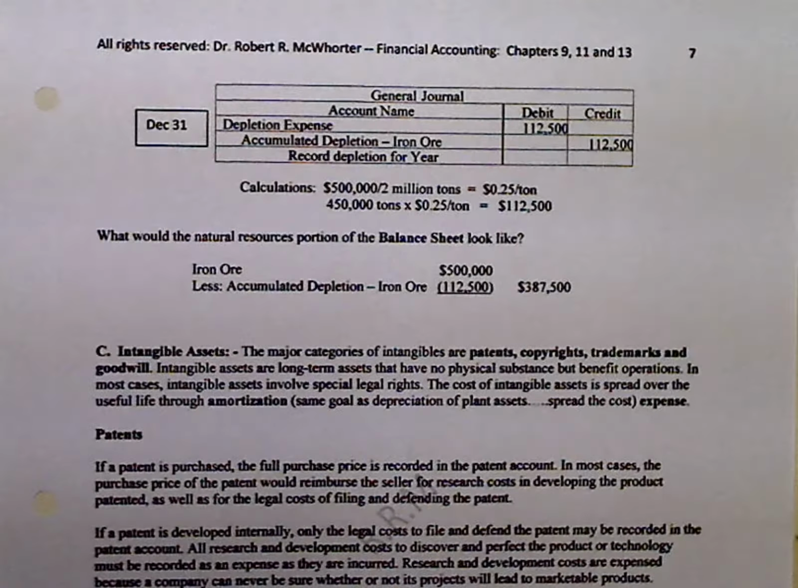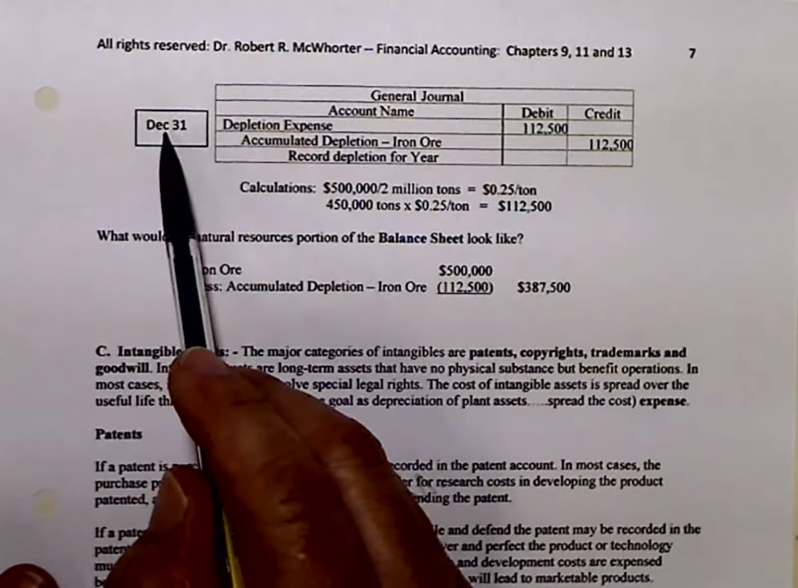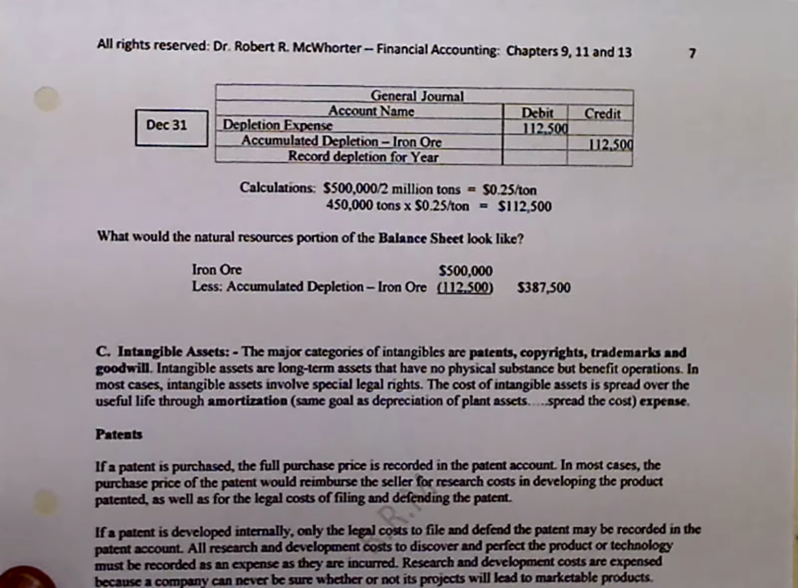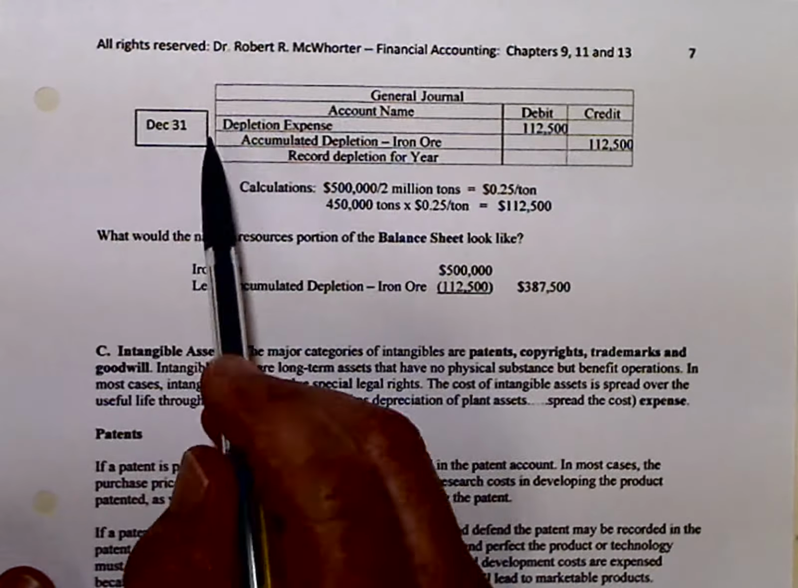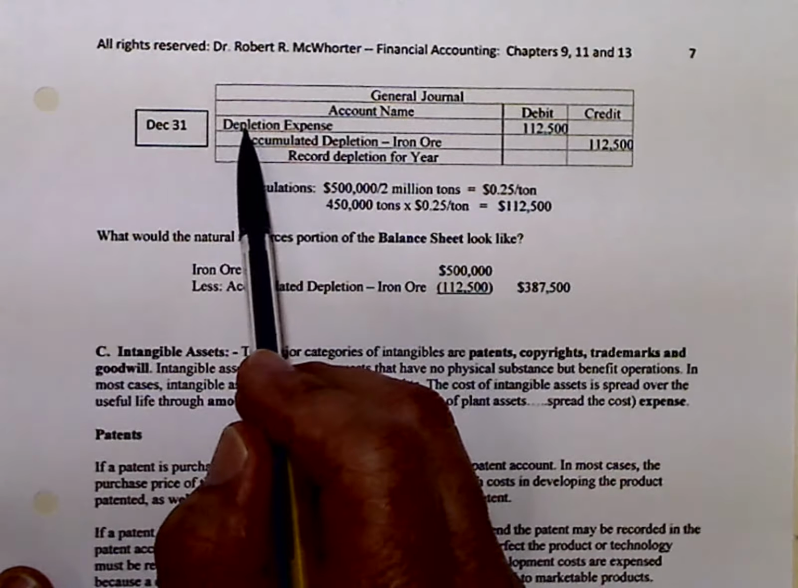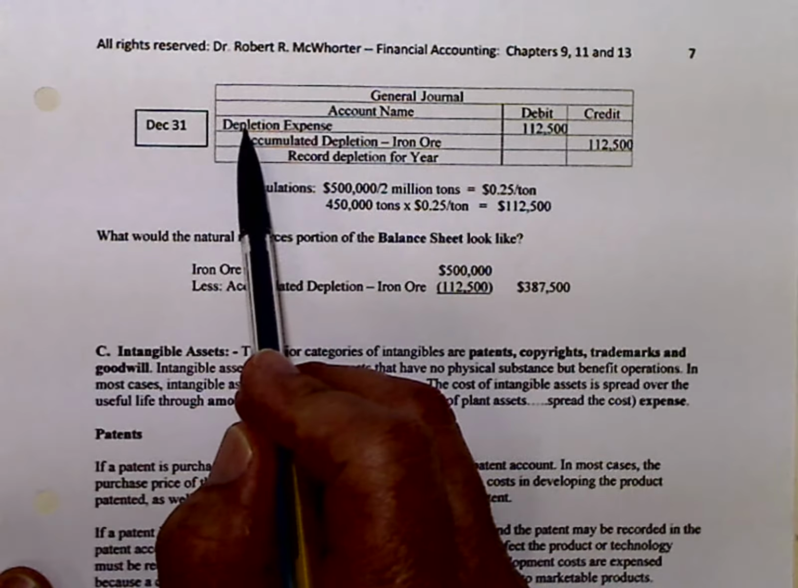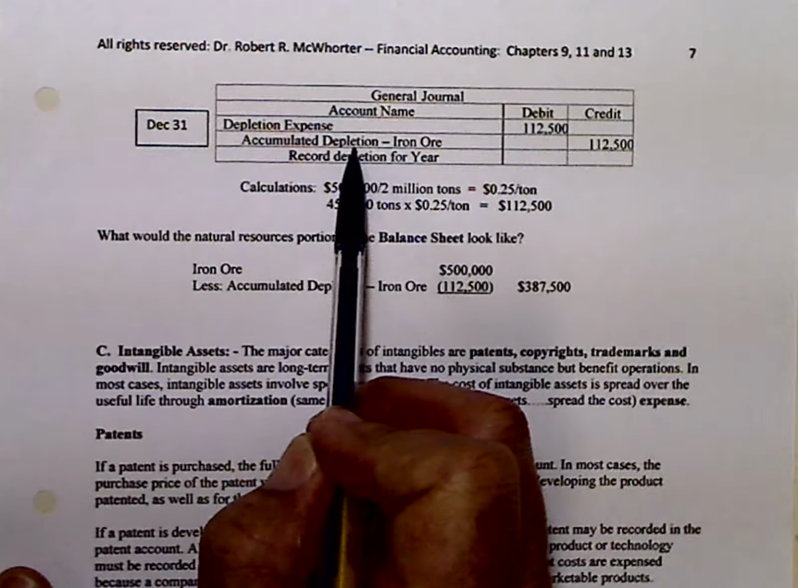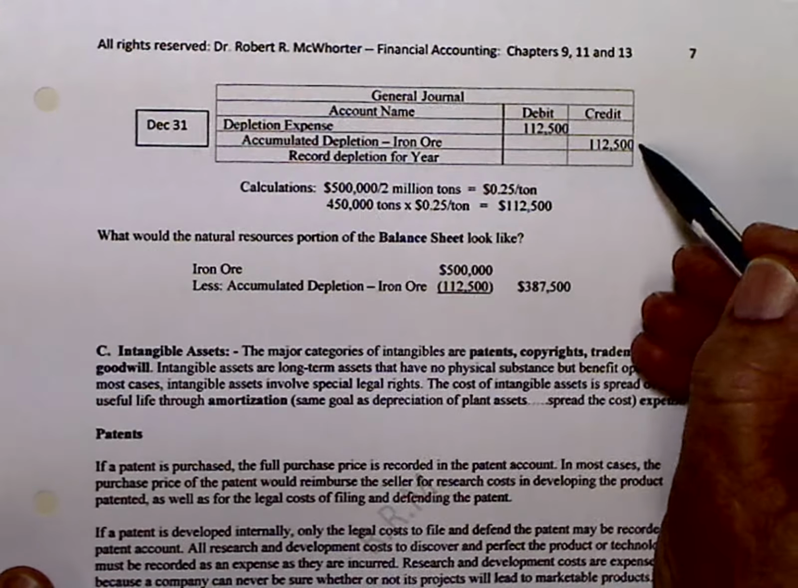On to page 7. Here's our end of the year adjusting journal entry. We're going to debit depletion expense instead of depreciation. We're going to credit accumulated depletion. Now, how do we get this amount?